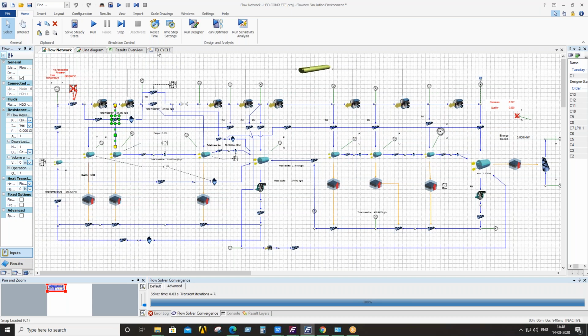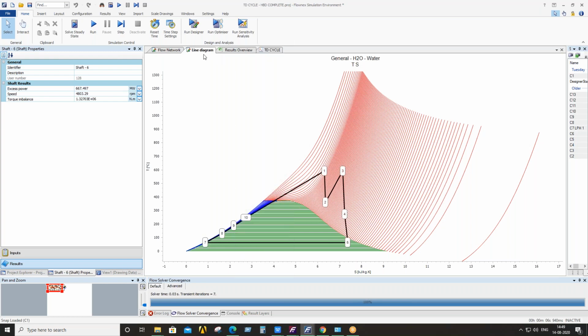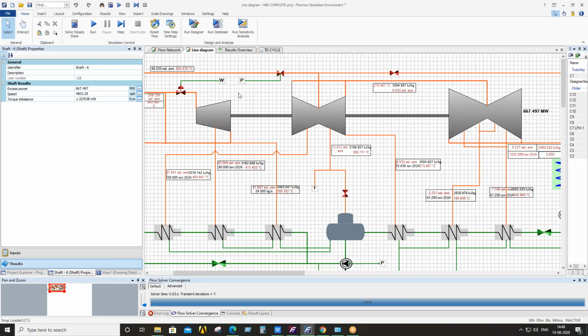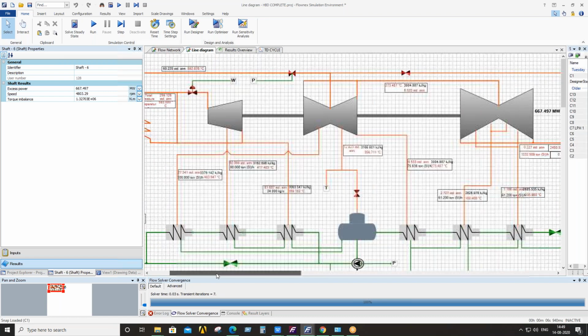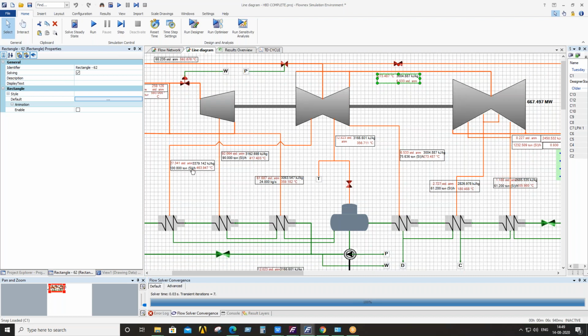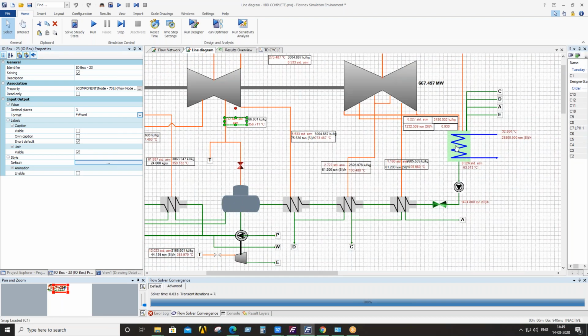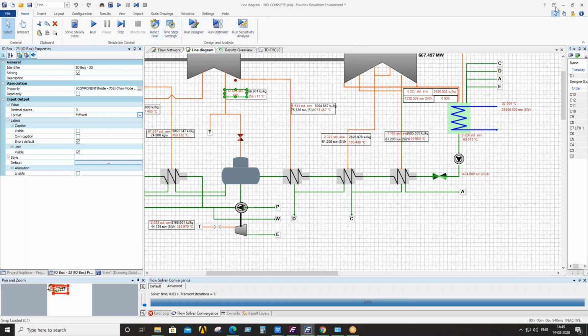So the total power output we are getting from this cycle is around 667.497 megawatt. So here you can see it is the total heat balance diagram where all the parameters are written. So it is the inlet for the LP, and these are the extraction parameters, and the condenser parameters, and the cooling water inlet and cooling water outlet. Those things are also present in this system. So it's all about the Rankine cycles.